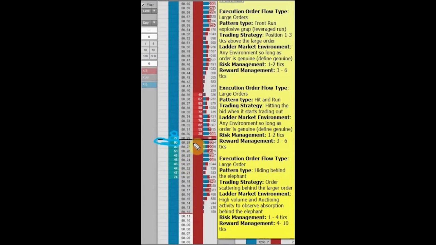As for the environment on this, you're not too worried about the environment, but ideally a higher volume, higher volatility environment. You want to see the order being taken out quite aggressively and quite effectively.